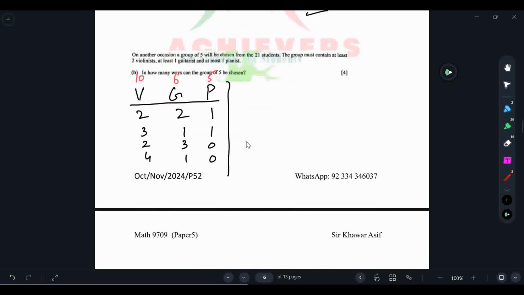For the first one we have to use 10C2 multiplied by 6C2 multiplied by 5C1. For the next one we have 10C3 multiplied by 6C2 multiplied by 5C1, and then we have 10C2 multiplied by 6C3 multiplied by 5C0, and then we have 10C4 multiplied by 6C1 multiplied by 5C0.